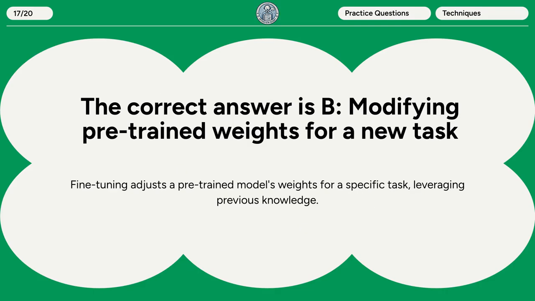The correct answer is B. Modifying pre-trained weights for a new task. Fine-tuning adjusts a pre-trained model's weights for a specific task, leveraging previous knowledge.